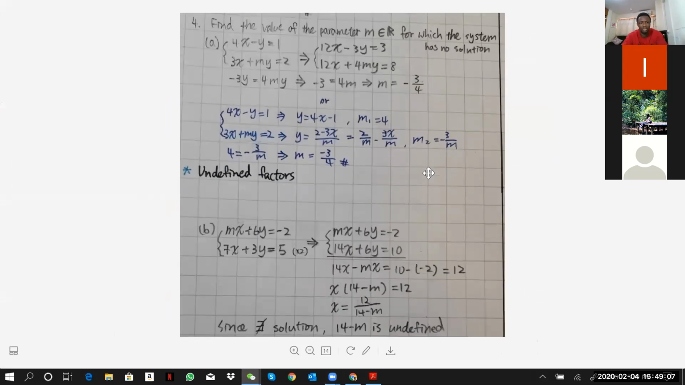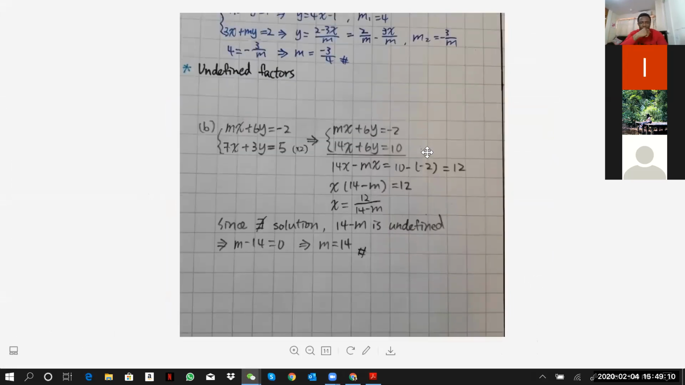Okay, sharing. Let's see. Since there is no solution, no, 14 minus m is not the undefined. It's the whole fraction that is undefined. We do not say that number is undefined. Every number is defined, okay? It is a fraction that may be undefined. Karen, did you hear that? Okay, so the undefined is associated with a fraction, not a number. So since that happened, 12 over that is undefined, which implies that is equal to 0.